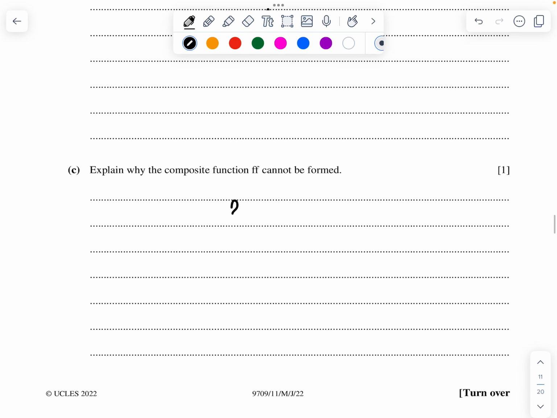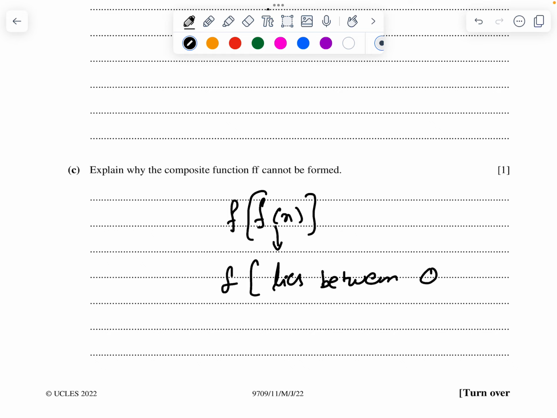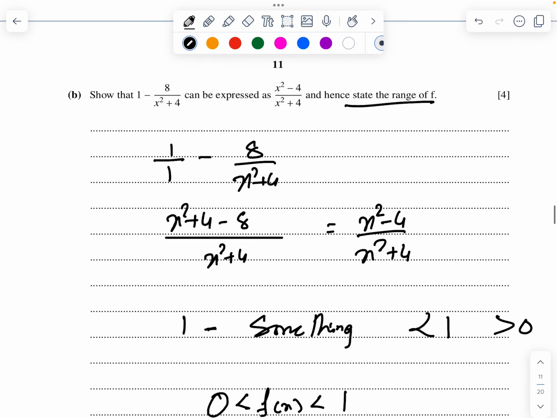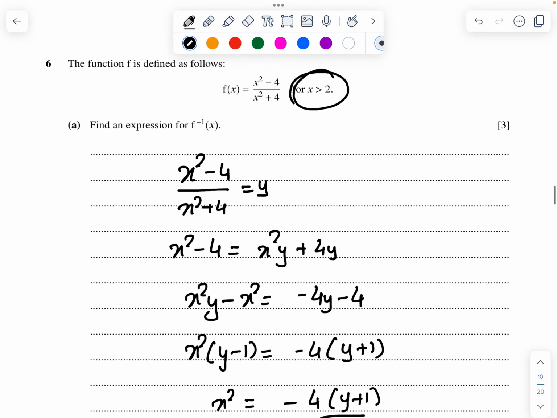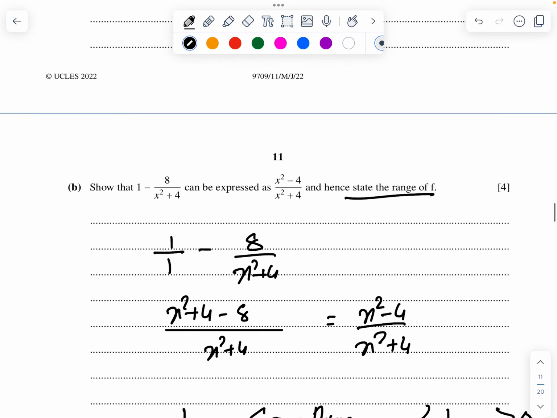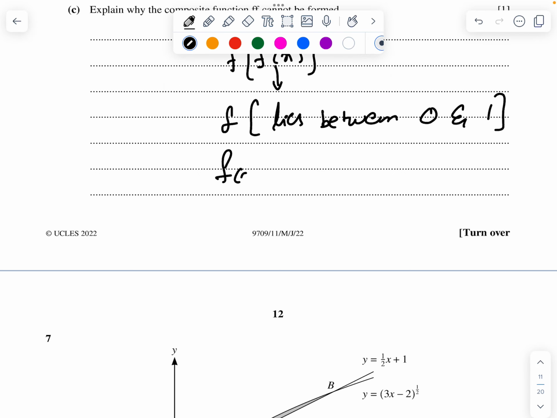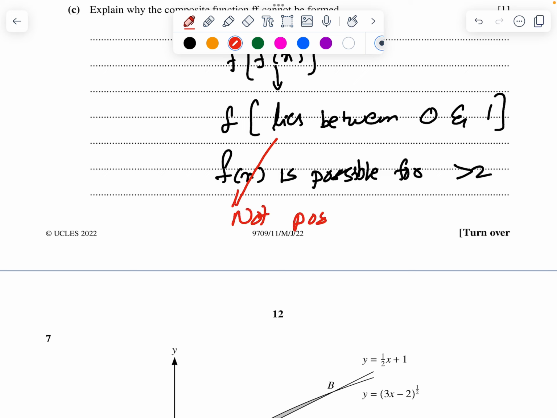Explain why the composite function f of f is not possible. We know that these answers always lie between 0 and 1. But we know that f of x is only possible for what? x greater than 2. f of x is possible for x greater than 2. So therefore, finally, no solution because it is always between 0 and 1. No possible solution.